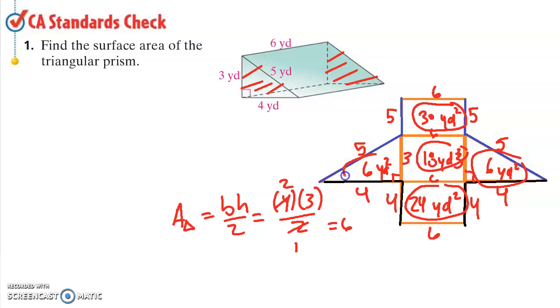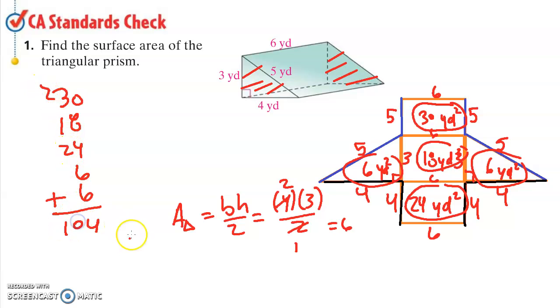The total surface area for this would be 30 yards squared plus 18 yards squared plus 24 yards squared plus 6 plus 6. If I add all of these together, 10, 18, 24, 5, 6, 7, 8, 9, 10. So this is going to have a total area of 104 yards squared because area is square area.